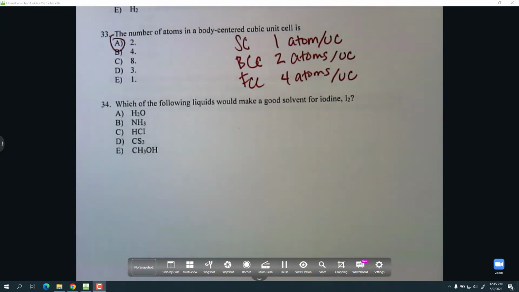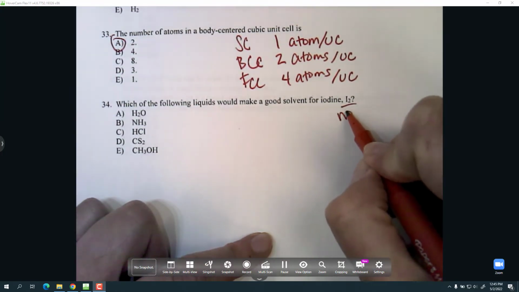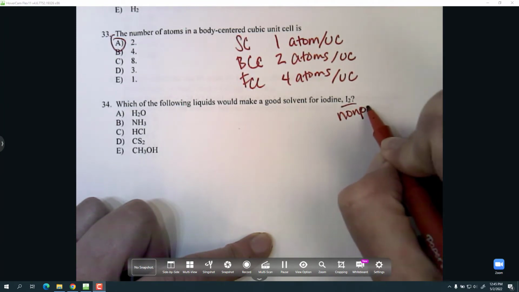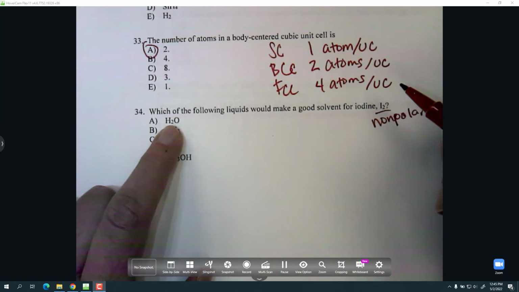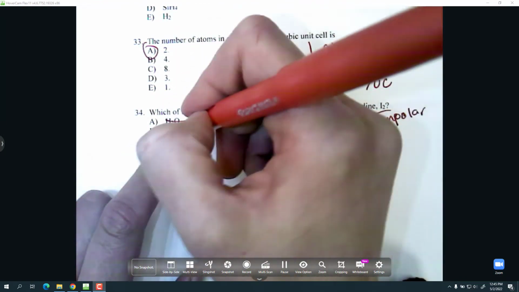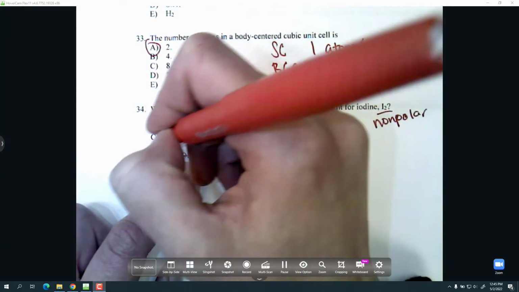Which of the following liquids would make a good solvent for iodine? Remember, like dissolves like. I see this as two things bonded to the same thing, like something bonded to itself. So this would be nonpolar. So I'm looking for something nonpolar, no hydrogen bonding. I see that should be hydrogen bonding, that looks polar, hydrogen bonding.